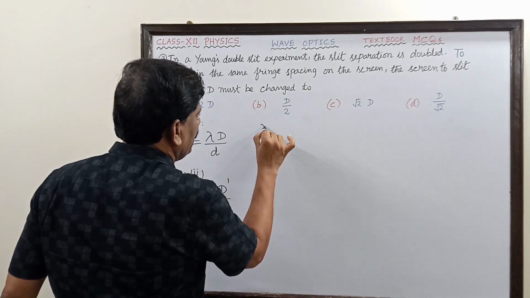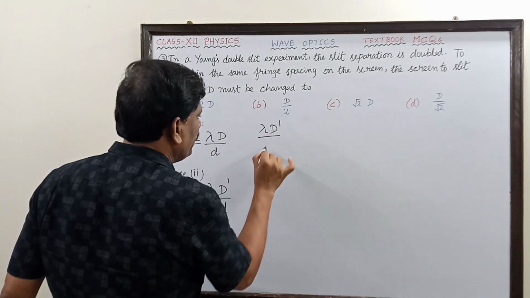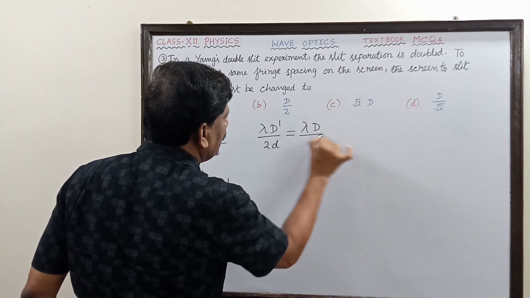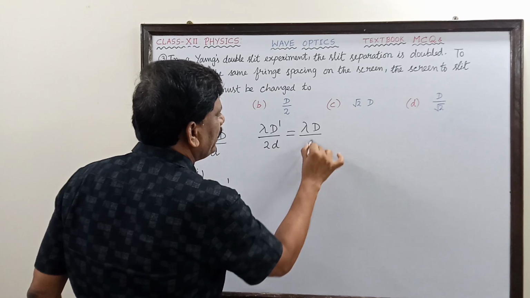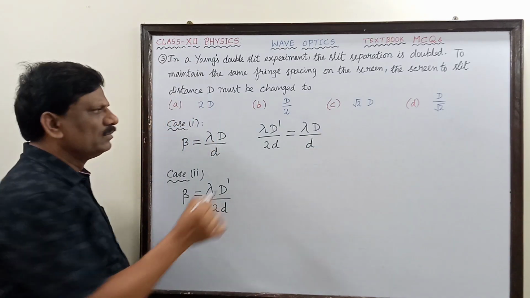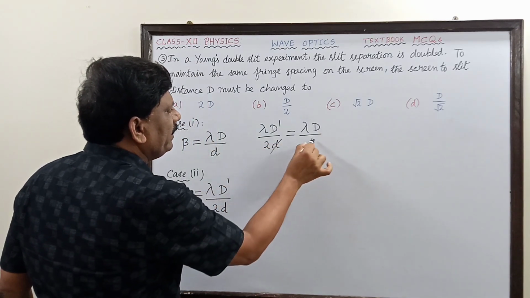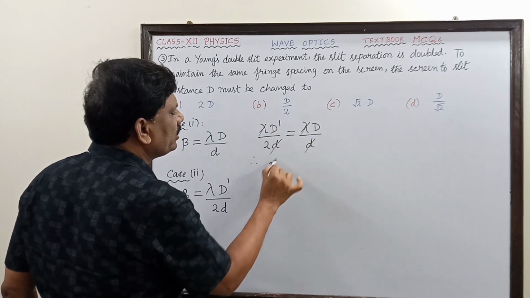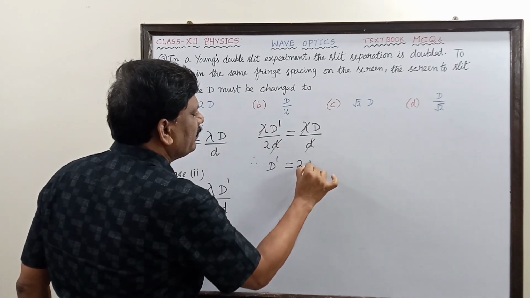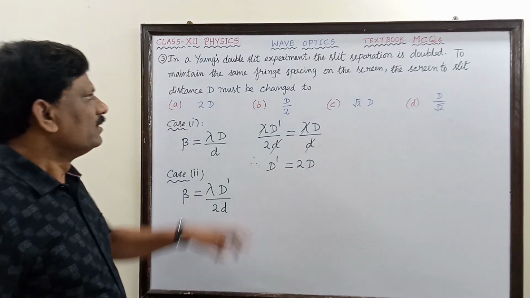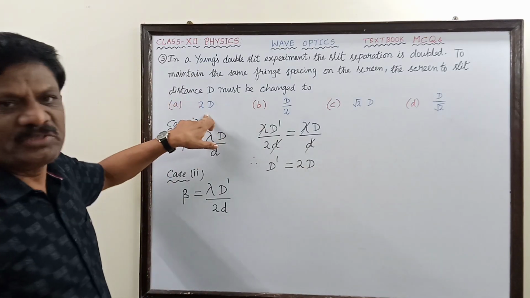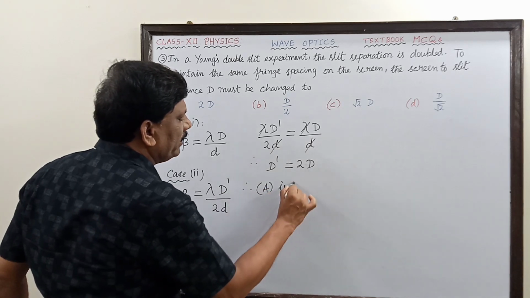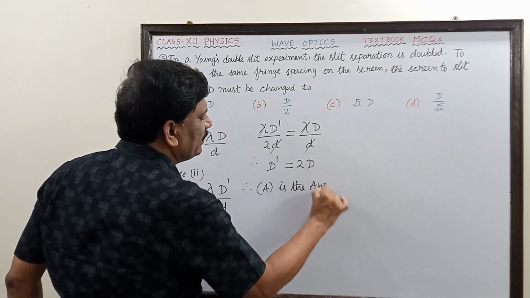So now lambda into D dash divided by 2d is equal to lambda into capital D divided by small d. So now this d and d get cancelled, lambda and lambda get cancelled, therefore D dash is equal to 2 times D. So which is the correct option? It is A. Therefore option A is the correct answer.